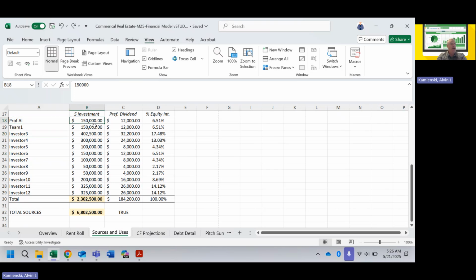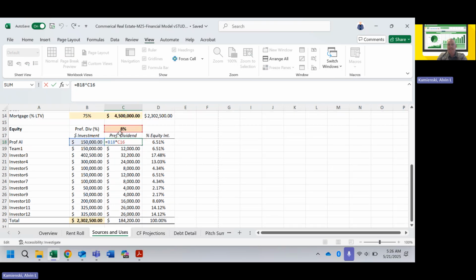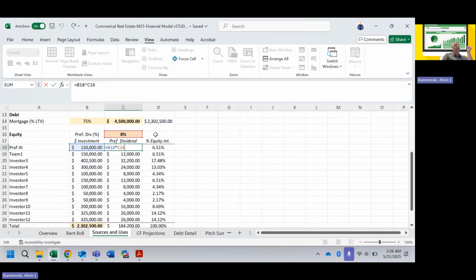But when you ask me for that money, I'm going to then ask you, well, what do I get in return for it? B18 times C16 says you're going to give me a preferred dividend payout every year. And every year, I'm going to be entitled to $12,000. I shouldn't record this because they might hear it, but I don't care.